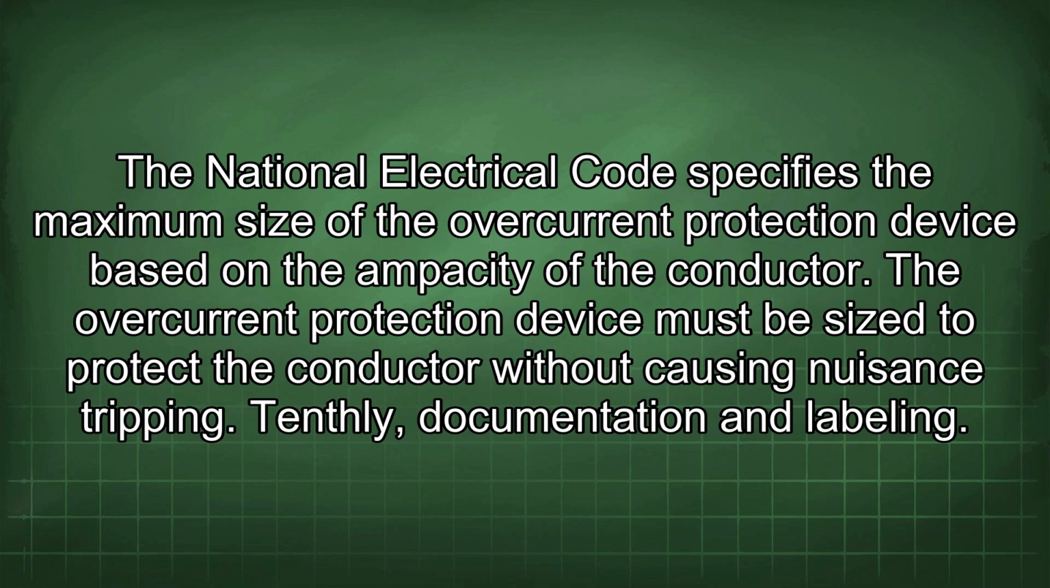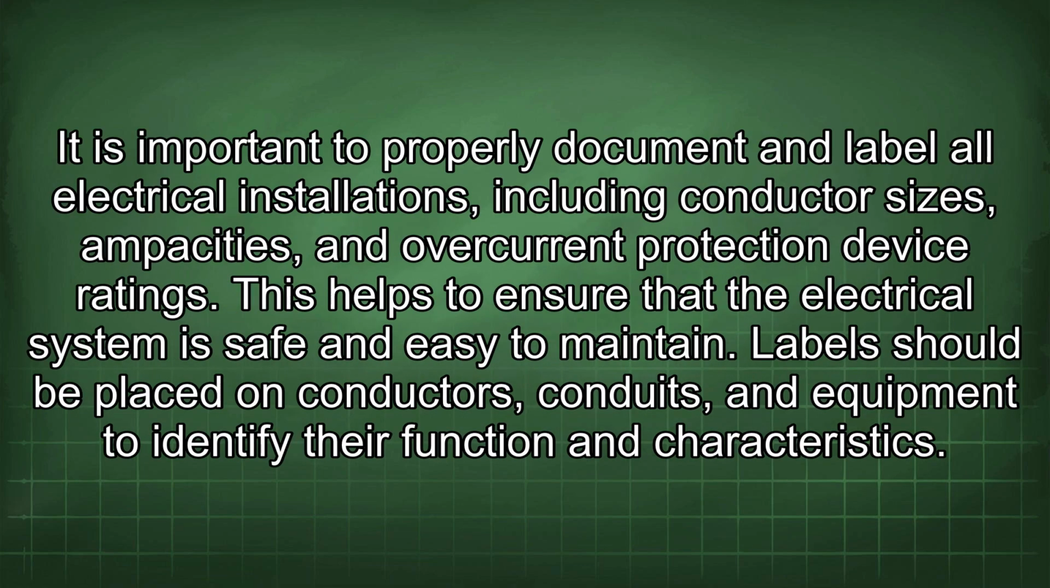Tenthly, documentation and labeling. It is important to properly document and label all electrical installations, including conductor sizes, ampacities, and overcurrent protection device ratings. This helps to ensure that the electrical system is safe and easy to maintain. Labels should be placed on conductors, conduits, and equipment to identify their function and characteristics.